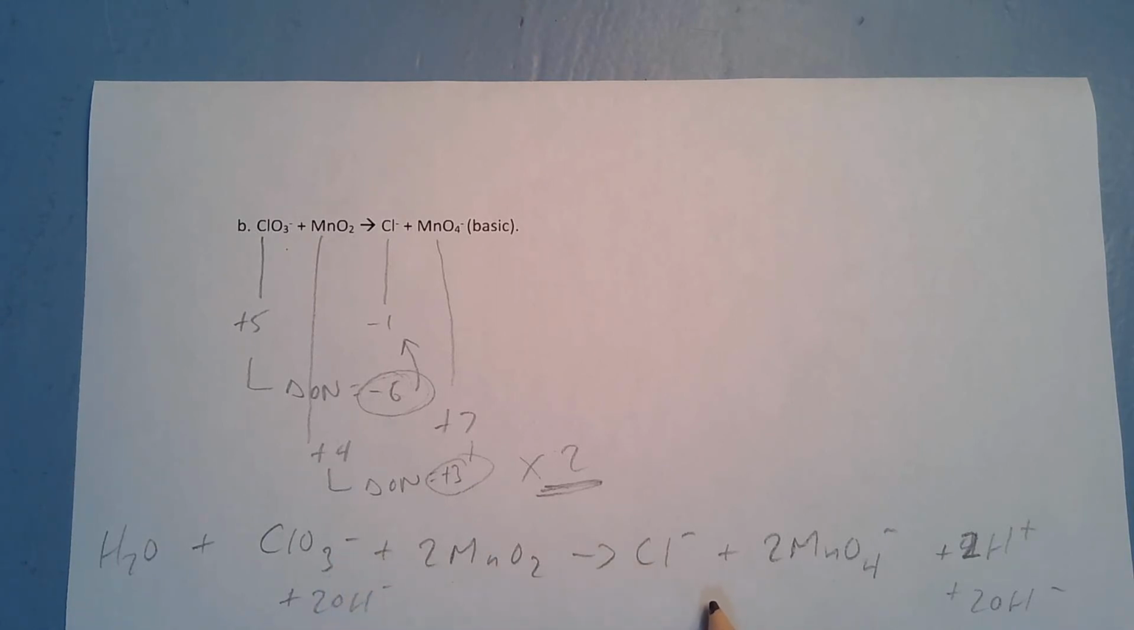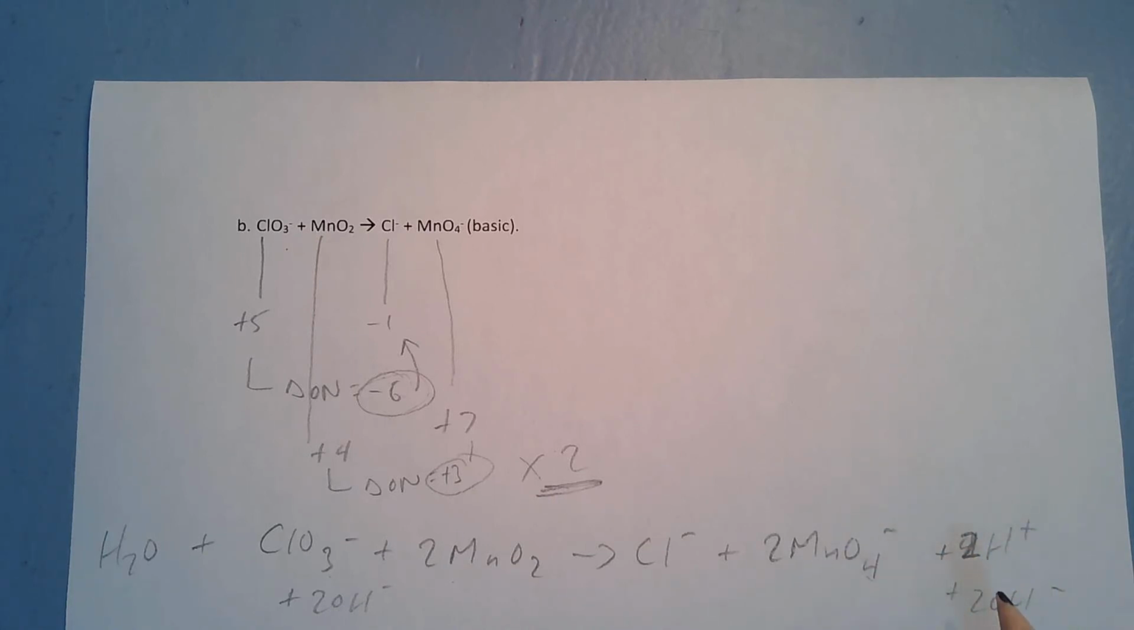Then you look for the oxygens. You got 4 here, 4 here plus a 3, so we got 7. We have 8 oxygens here, so we add the additional water. We have 2 hydrogens here, none on this side, so we add the 2H plus.